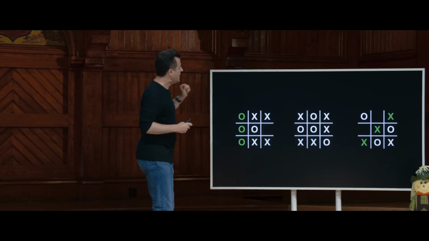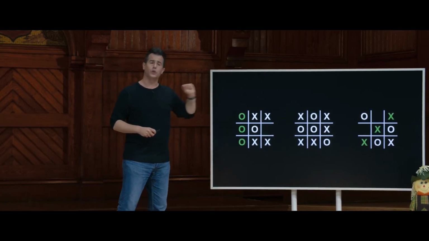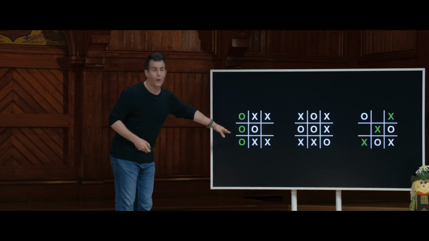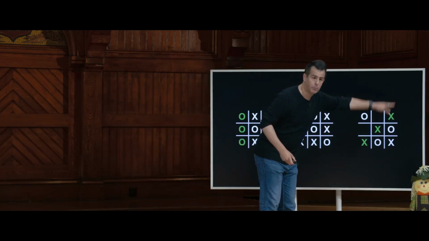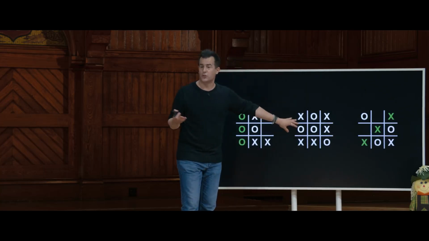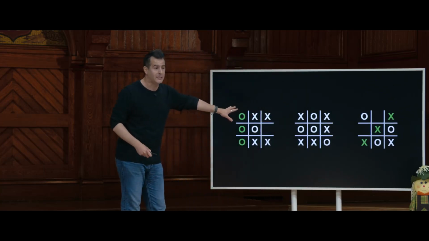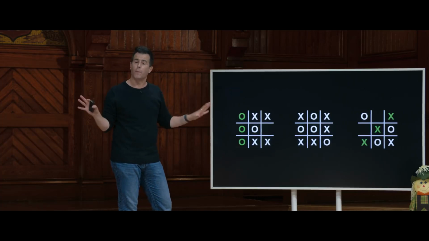But first, the definition. Here are 3 representative tic-tac-toe boards. Here is one in which O has clearly won, per the green. Here is one in which X has clearly won, per the green. And this one in the middle just represents a draw. Now, there's a bunch of other ways that tic-tac-toe could end, but here's just 3 representative ones.